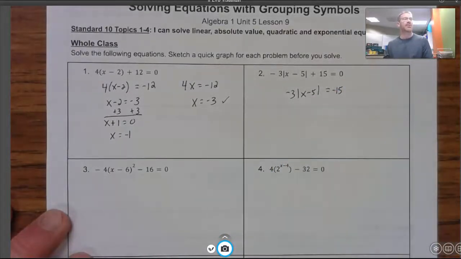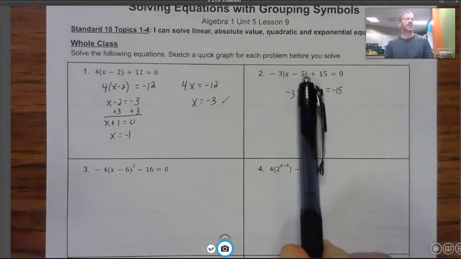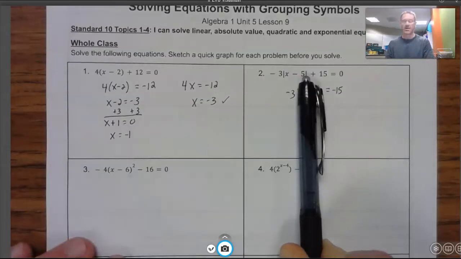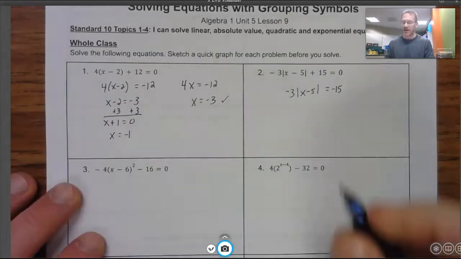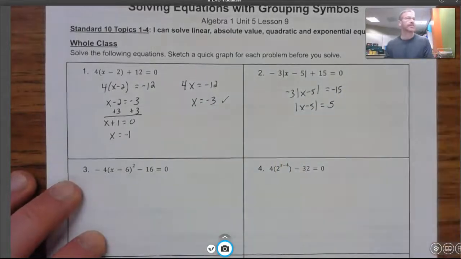All right, and then once again, I'm down to this multiplication problem. So negative 3 times what is negative 15? And negative 3 times positive 5 is negative 15. So whatever's behind my pen has to be positive 5, and that is the absolute value of x minus 5 has to be positive 5.